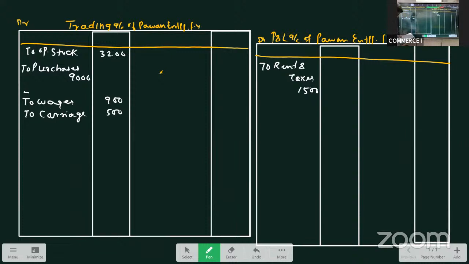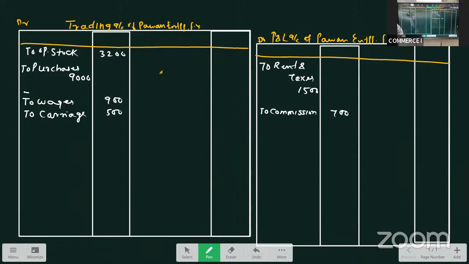Then we have commission. Commission is a P&L item. What is the amount given? It is 700. Then bills receivable. Bills receivable is an asset.